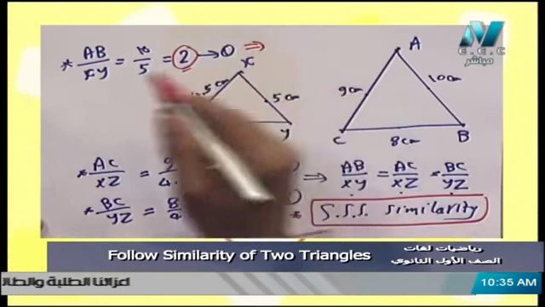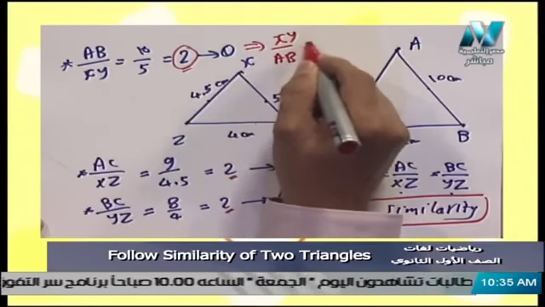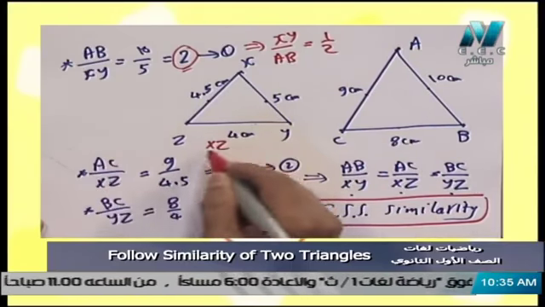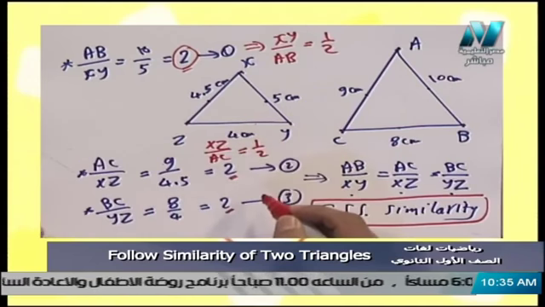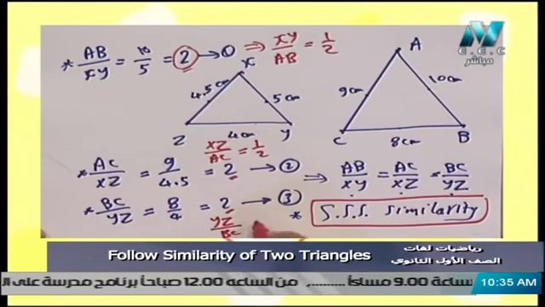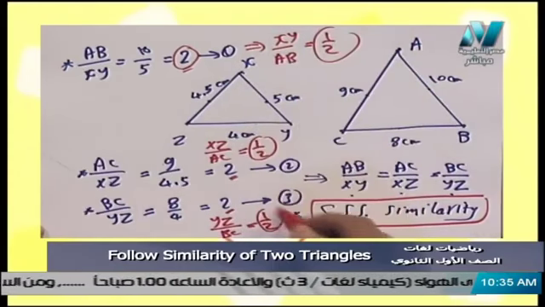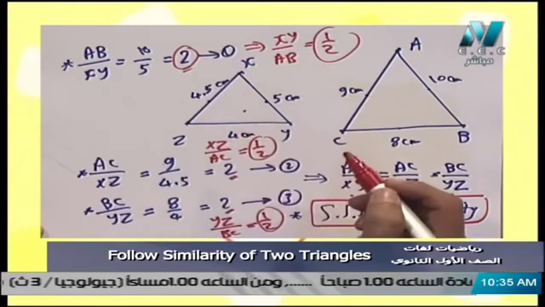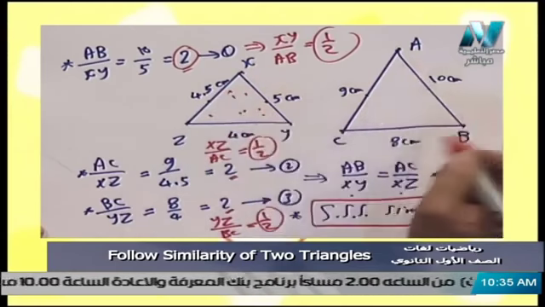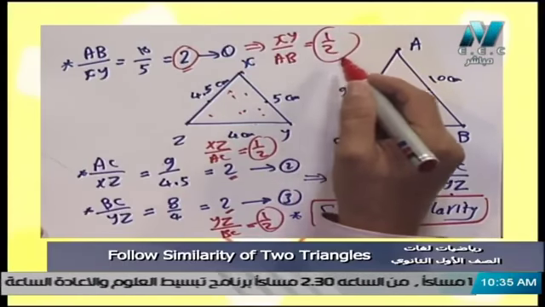And if we find the reciprocal of this ratio, XY over AB, it will be half. And of course, XZ over AC will be half. And finally, YZ over BC equals half. So the three ratios will also be equal. And we can say that triangle XYZ is shrinking relative to triangle ABC because the ratio of similarity here is smaller than 1, between 0 and 1.